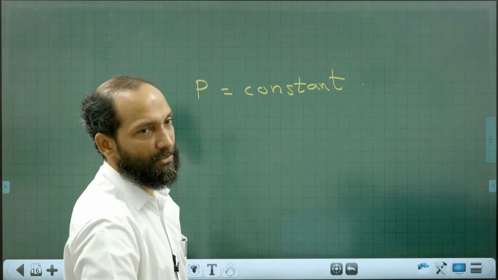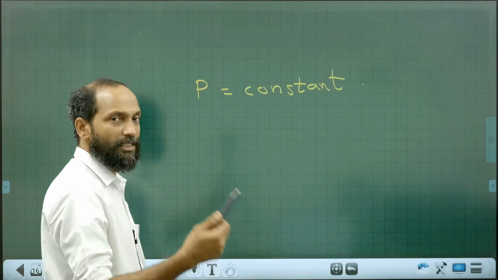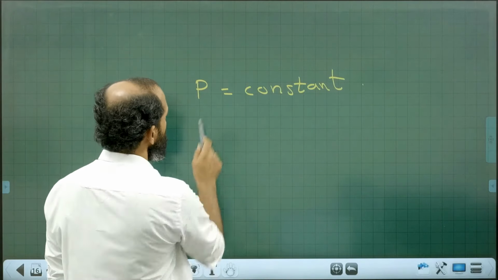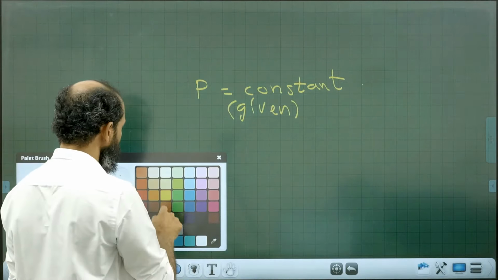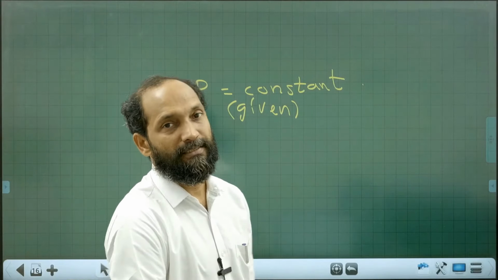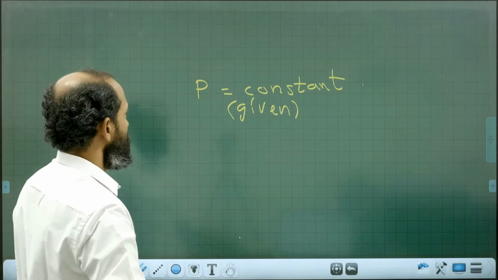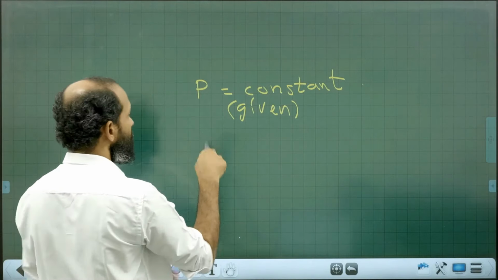If power is a constant, how does distance vary with time? Given that power is a constant, this is a very popular question, and it is mentioned in the chapter Work, Power, Energy at the end as an objective question by NCERT. Power is constant.